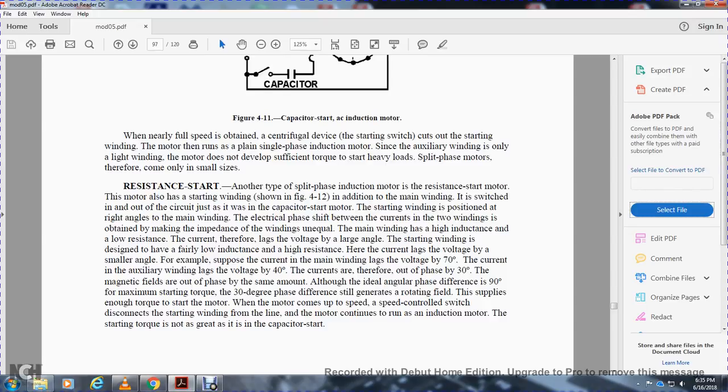Since the auxiliary winding is made with light wire, the motor does not develop sufficient torque to start heavy loads. The split-phase motor therefore comes only in small sizes.